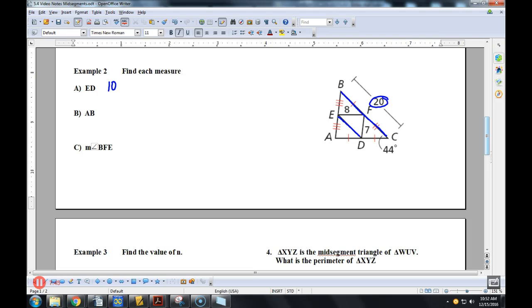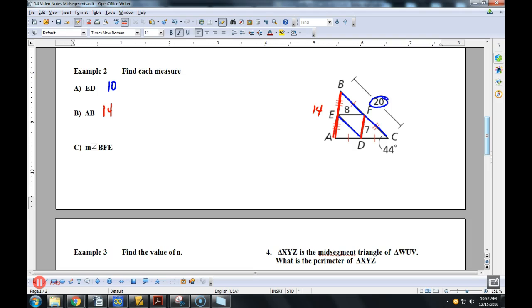We want to find AB. So AB is this side of the triangle right there. And we look to his midsegment that he's parallel to, and it's 7, so that should be 14. I should be able to double it.